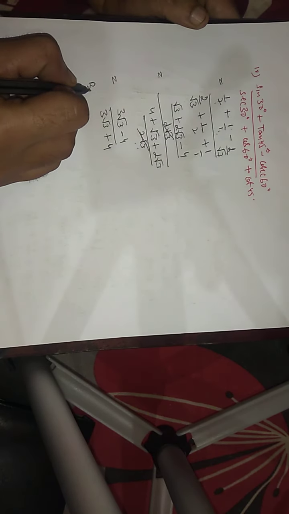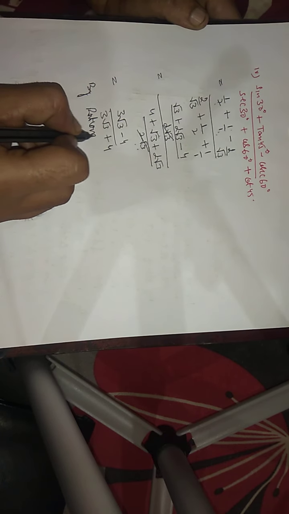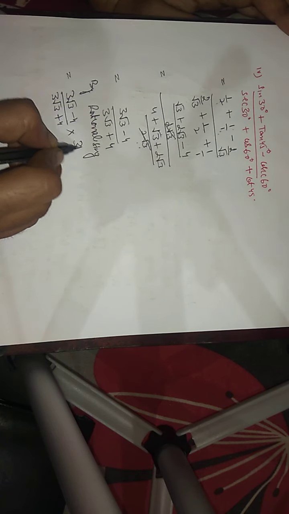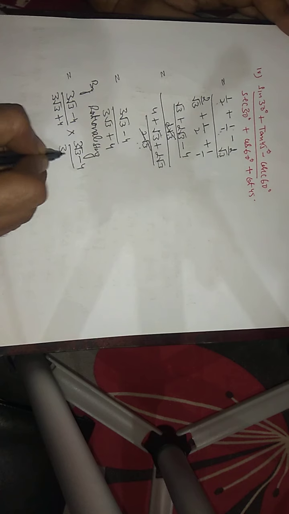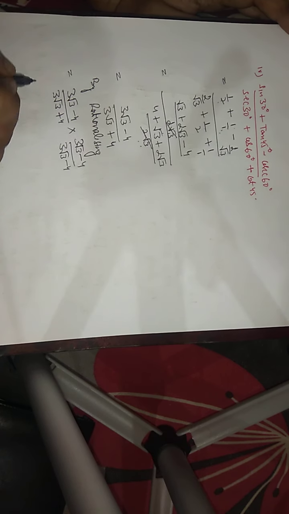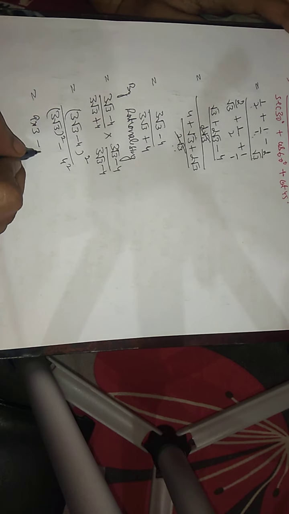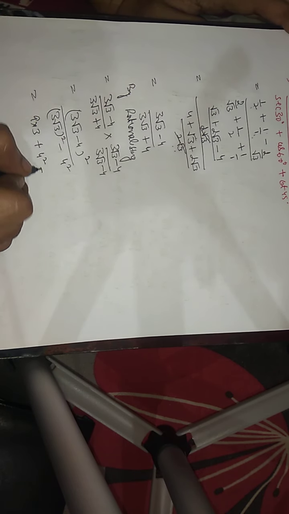So by rationalizing, what do we get? It's (3 root 3 minus 4) upon (3 root 3 plus 4), into (3 root 3 minus 4) upon (3 root 3 minus 4). So it's (3 root 3 minus 4) whole square upon (3 root 3) square minus 4 square. The square of 3 is 9, into 3, plus 4 square, minus 2 into 3 root 3 into 4.